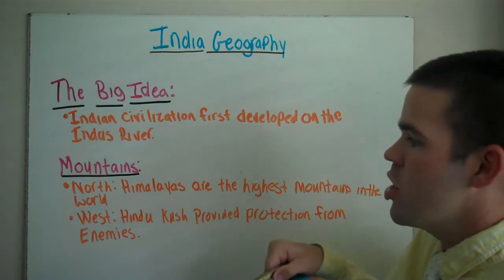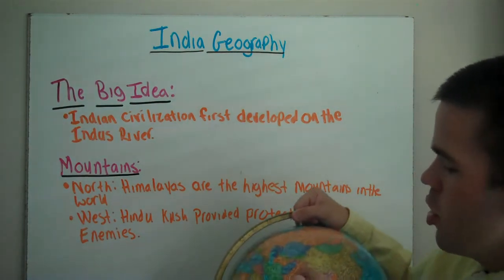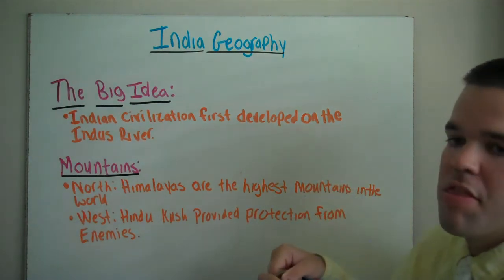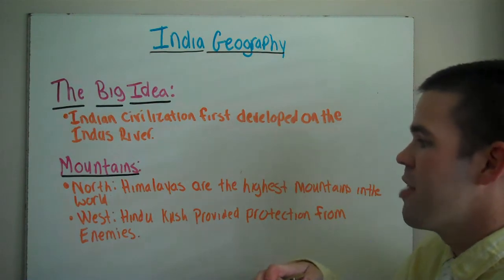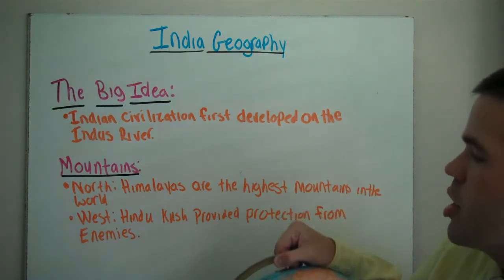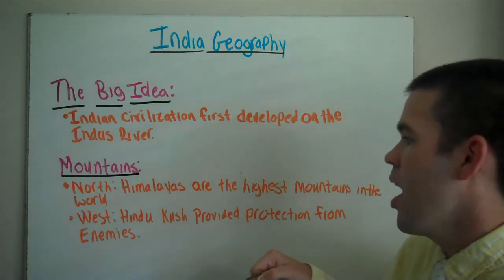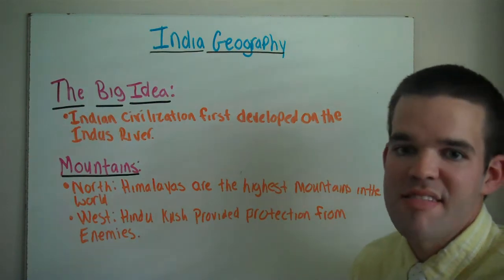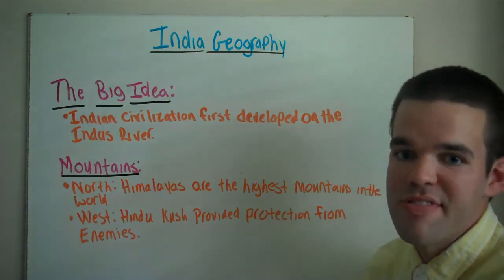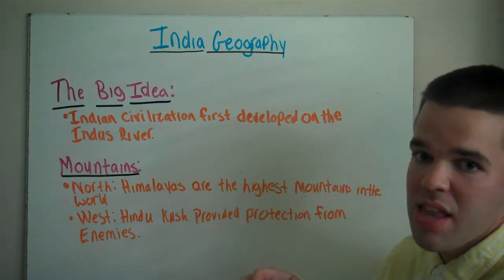Mountains. There are two main types, or two main mountains that make up India as well. To the north, you got the Himalayan mountains. It makes up the northern part of the Indian subcontinent. To the west, you have the Hindu Kush. The Hindu Kush provided protection from enemies. You're also going to see the Himalayas a little bit later on in some famous battles that happened as well. So the Himalayas are not going to leave us.